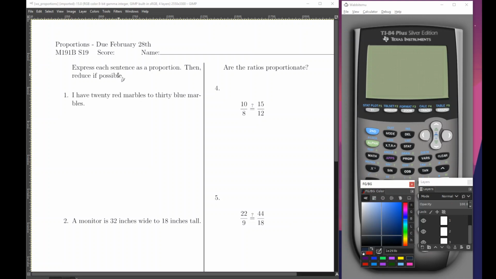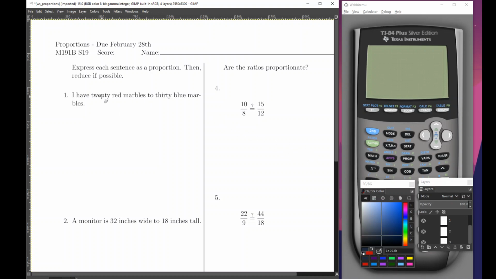Express each sentence as a proportion, then reduce if possible. Oh, and by the way, you probably should download this and work through it to get the best idea of what's going on, or if I do the first exercise of a type, pause it, then work on the rest. If you're familiar with this, you're going to get more out of watching me go over it. Just watching me go over it, it's not going to do anybody any good. But if it's stuff that you've looked at and you're seeing how I'm handling it, suddenly it's really good.